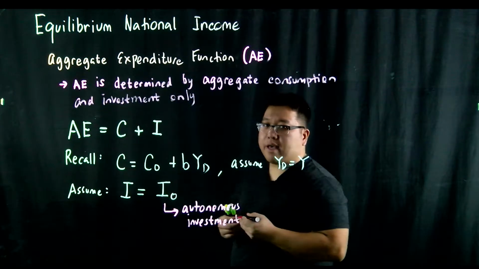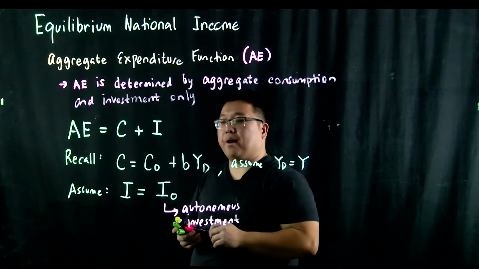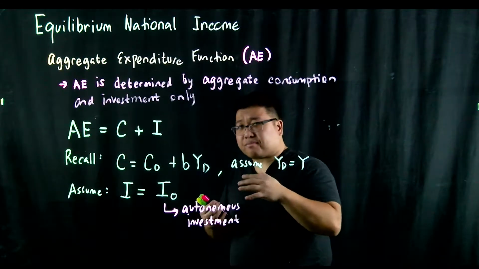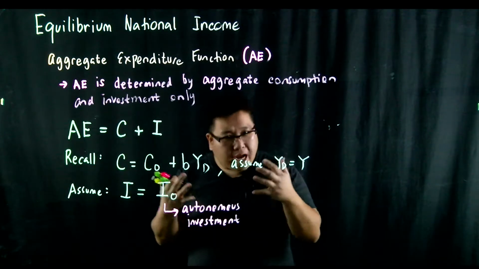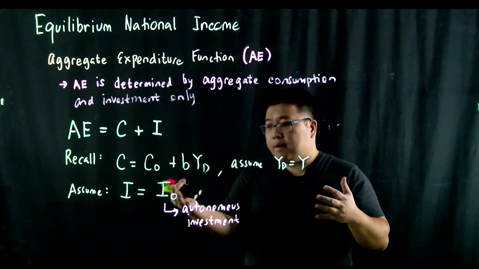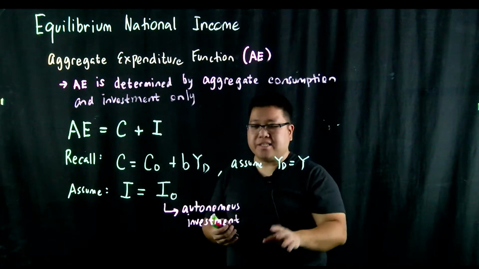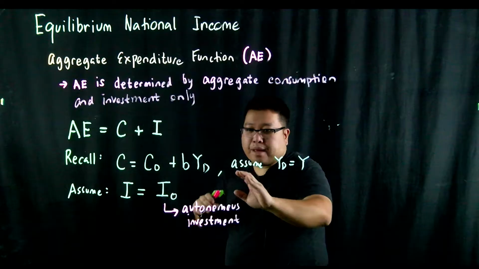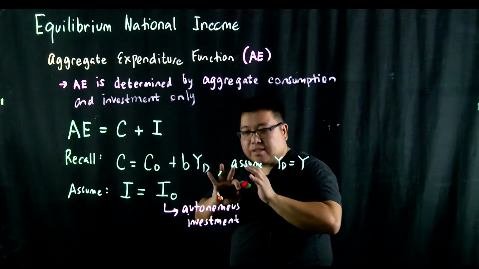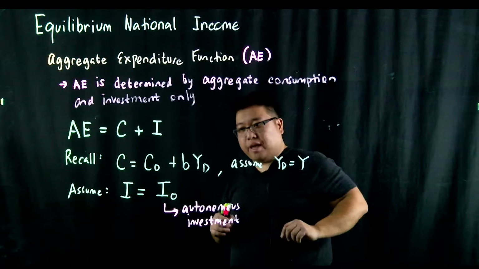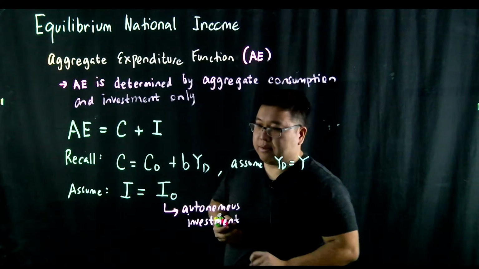Now, what do we mean by autonomous investment? When we say autonomous investment, what I'm saying here is that investment is not determined by the level of national income. It makes sense that investment is determined by national income. In fact, one can argue that as national income increases, investment should also increase. But to simplify matters for this video and for our analysis, we're gonna assume that Y does not enter our investment. So in other words, our investments are independent of national income, to simplify matters. So we're gonna assume this to be constant, I equals I sub 0.